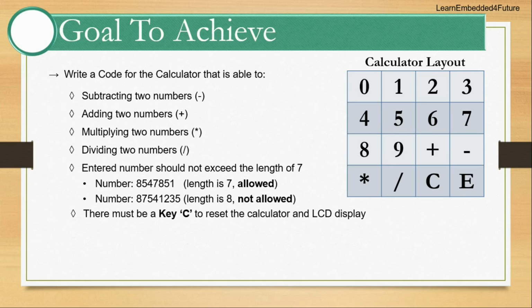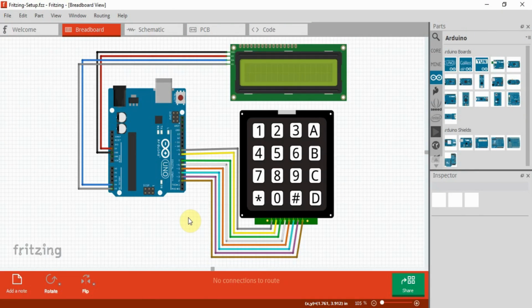There should be one C key available on the calculator that should clear the LCD display and also reset the calculator. And there should be one E key that should display the calculations on the LCD. That's all we want to do with this calculator. As you see, we need only 3 hardware components to make a customized calculator. An Arduino of course, an LCD, and a keypad.